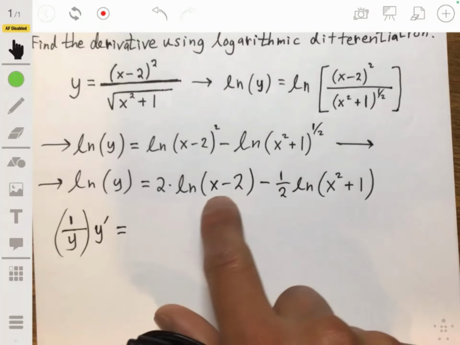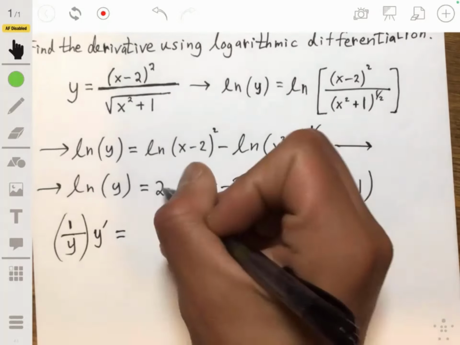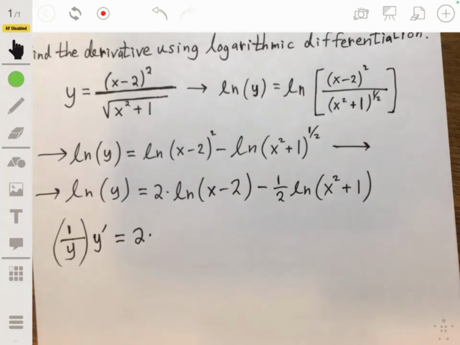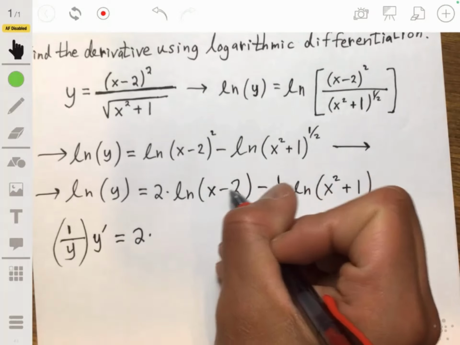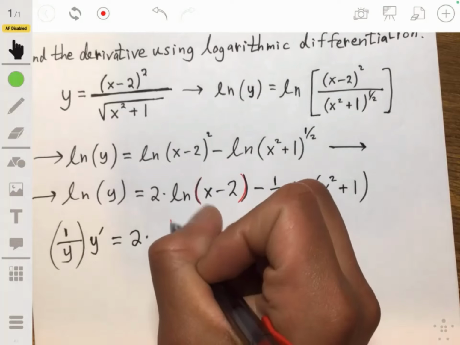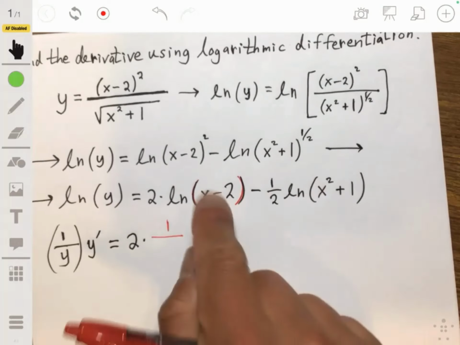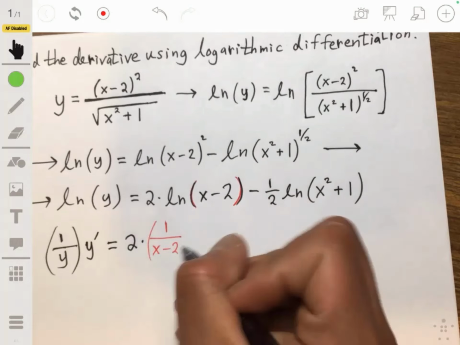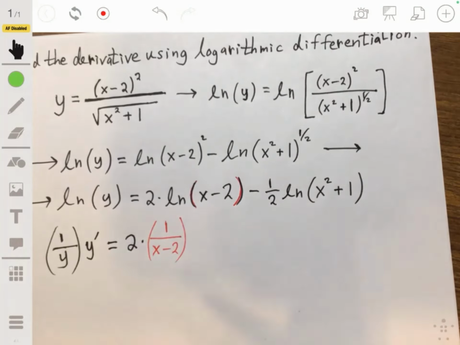Then we take the derivative of this. So that, remember, the 2 is just a coefficient, so it stays as 2 times the derivative of the natural log of x minus 2. So the derivative of the inside here, x minus 2, is just 1. So we have 1 over this, 1 over x minus 2. All of that is being multiplied by 2.